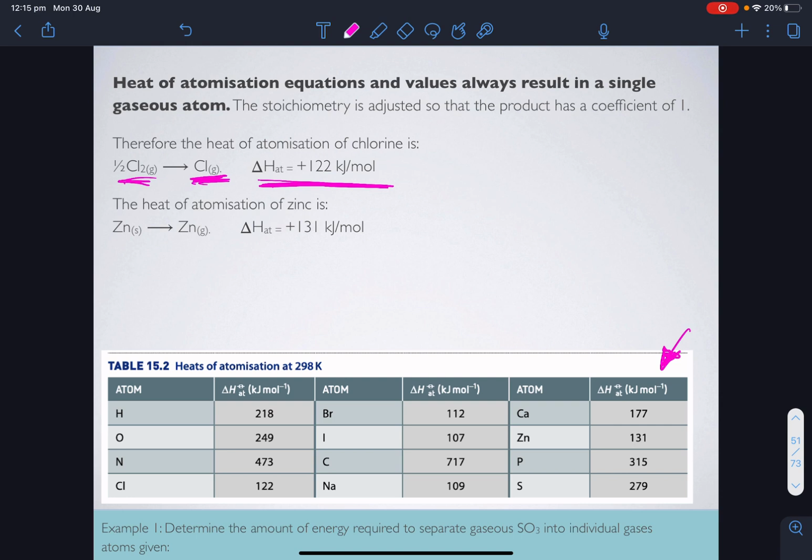Okay, so for zinc, to get it as 1 mole of zinc gas, we just start as one mole of zinc solid, and that's the heat of atomization of 131 for zinc, okay? So make sure with these heats of atomization that you're using stoichiometry so that you've just got the product there as a singular stoichiometry of 1. So here's a table from the textbook that's just got the heat of atomization of different elements, okay? And we can use that in our questions.